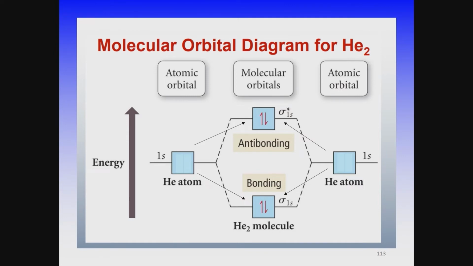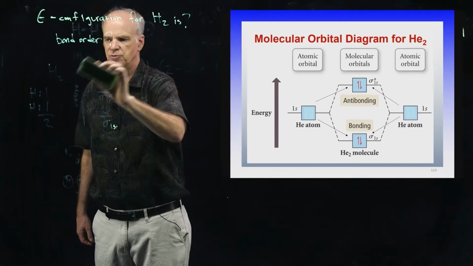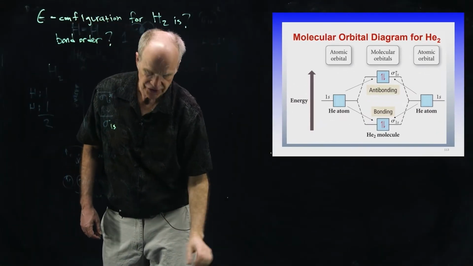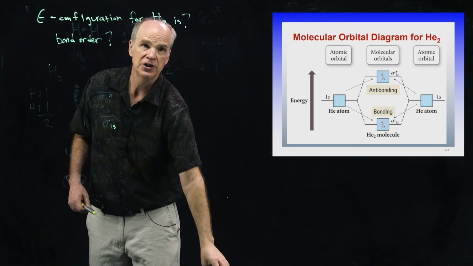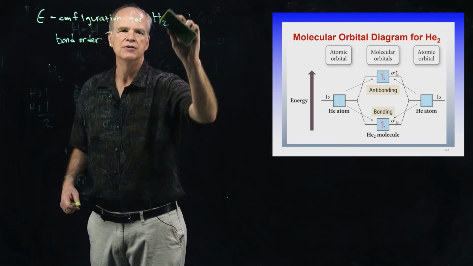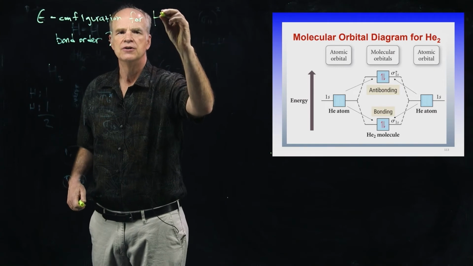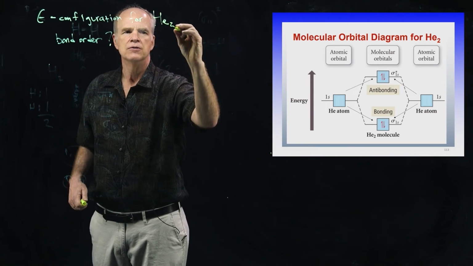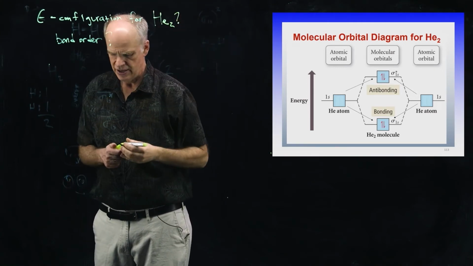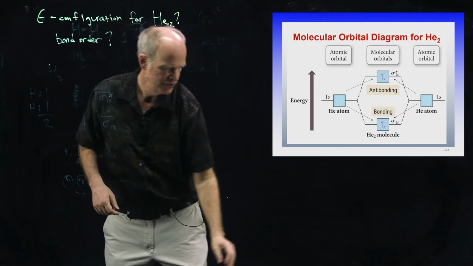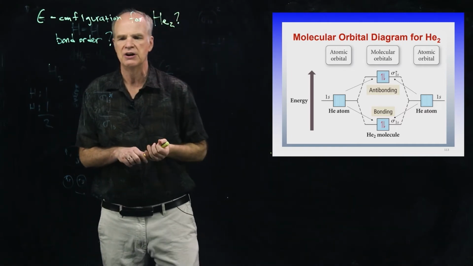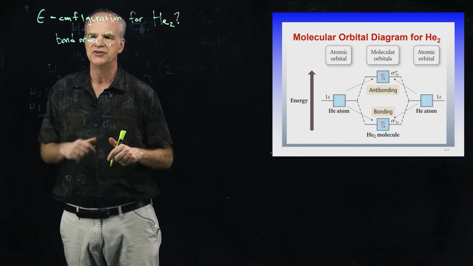So now we're going to look at diatomic helium on the glass board. Let's go ahead and figure out an electron configuration for diatomic helium, and then we're going to figure out what the bond order is. Okay, so how do we figure out an electron configuration for diatomic helium?